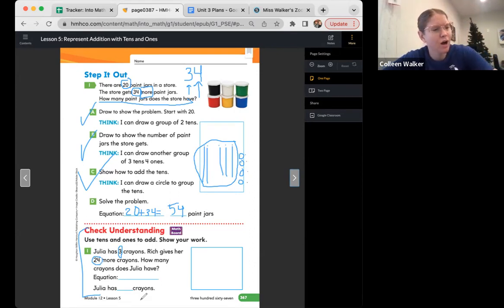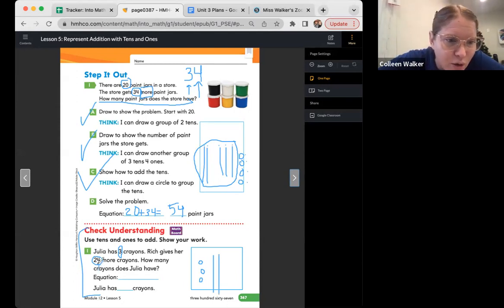And to solve this problem, it says Julia has 3 crayons. Rich gives her 24 more crayons. How many crayons does Julia have? So we can go ahead and start by drawing the amount she started with, 3. And then Rich gives her 24 more. So we can draw 24. In 24, how many 10s are there? 2, that's right. So we could draw 2 10s. And how many 1s? 4, that's right. You just have to look at that digit right there to figure out how many 1s.